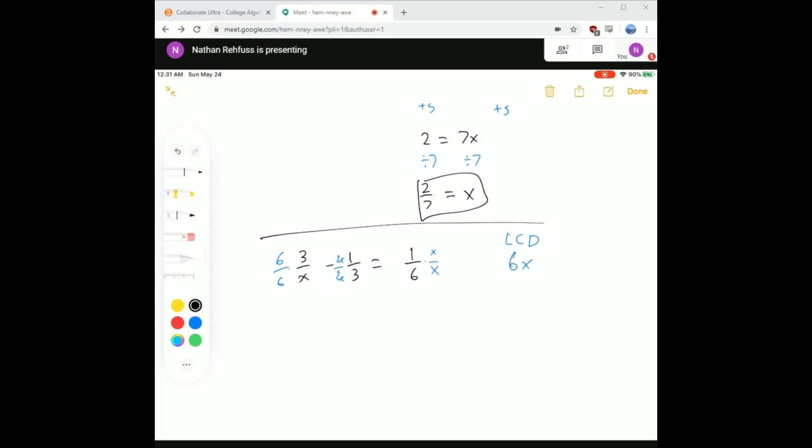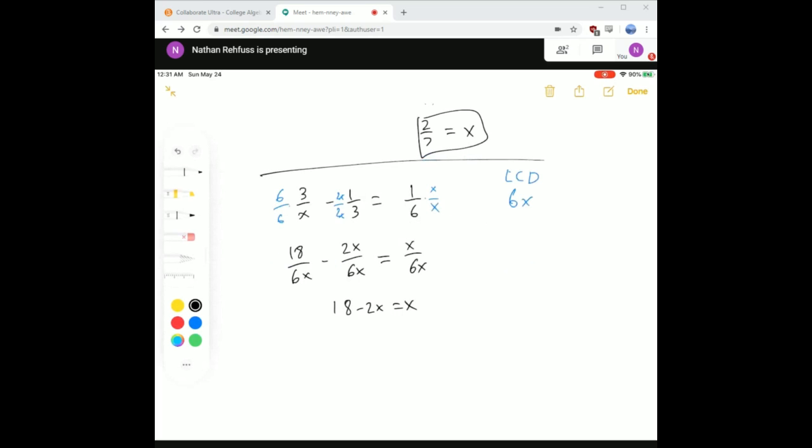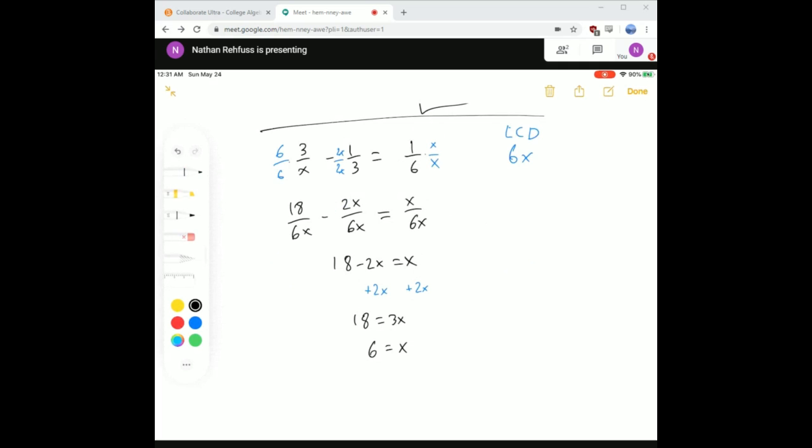So this fraction is 18 over 6x. This is 2x over 6x. And this is x over 6x. Make sense? Now, if these fractions are equal, then the numerators have to be equal because all the denominators are the same. So what I know is 18 minus 2x equals x. So now this is a lot simpler. Now it's finally looking like a linear equation. I'm going to add 2x to each side. So I'll have 18 equals 3x. Divide both sides by 3, so 6 is the value of x. So that's how we solve a linear equation.